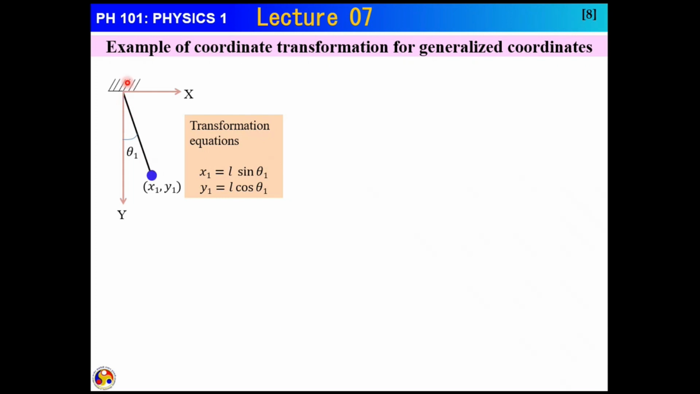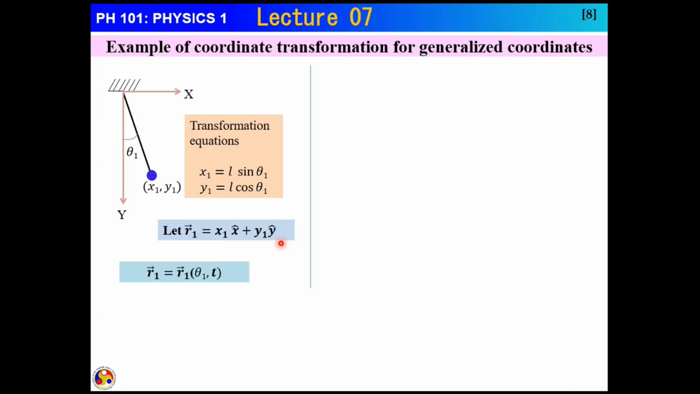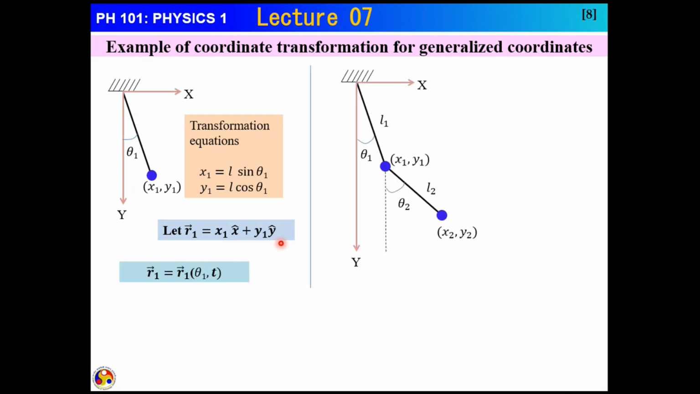This length is fixed. If it was varying with time, then yes, of course, time would appear. y1 is written as L cos theta 1, and if you want to write it in vectorial form, it will be like this. In general, it will be a function of theta 1 and time.